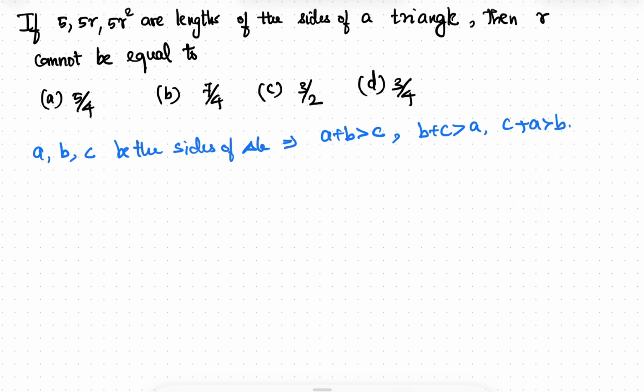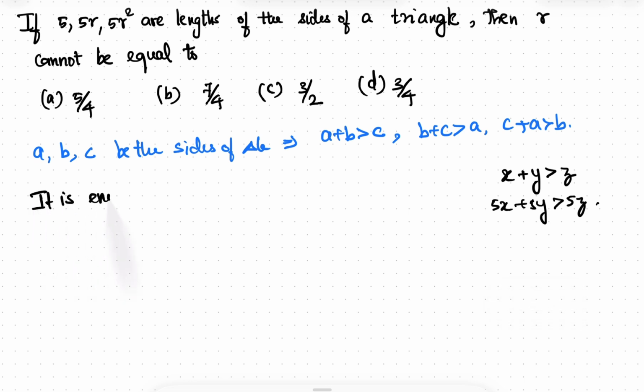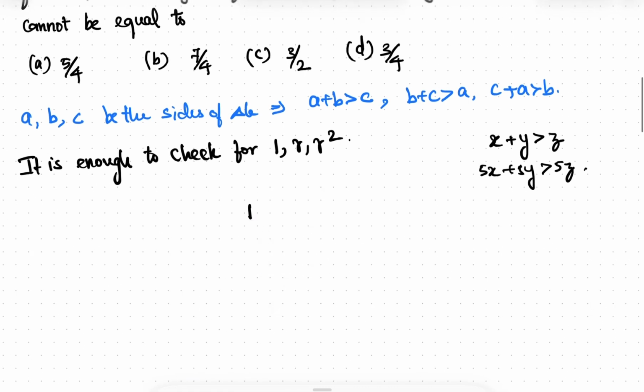Now, when it comes to inequality, let's say that x plus y is greater than z. It is the same as writing 5x plus 5y is greater than 5z, right? So instead of considering 5, 5r and 5r square, it is enough to check for 1, r and then r square. Let me write it in tabular form: 1, r and r square.